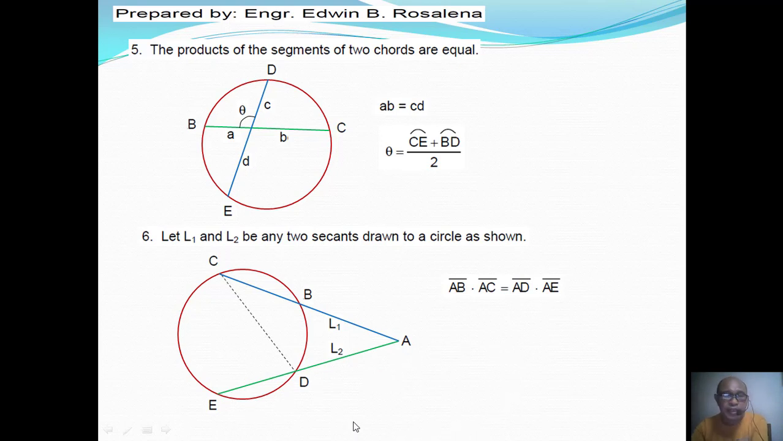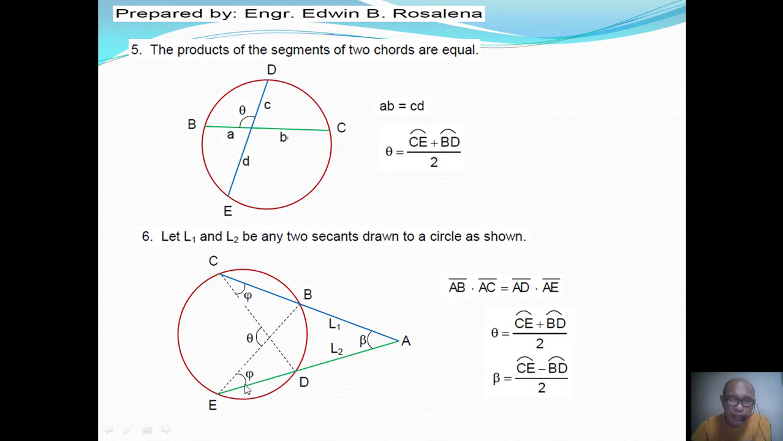Then we have here the angle theta. By the way, the angle theta here is the same as this. So we have here two chords, so angle theta is arc CE plus arc BD over 2. Then we have also the angle between the two secants, beta. So the angle beta is equal to arc CE minus arc BD over 2. And very important also, take note, these angles here are equal. So I mark it angle P. If you have two secants, and then you draw here a chord, another chord drawn here, these two angles are equal, angle P.